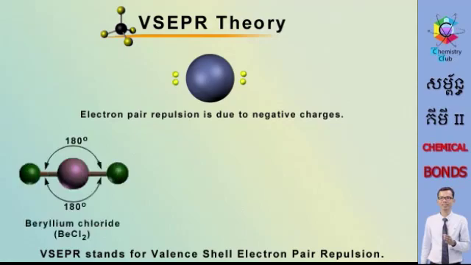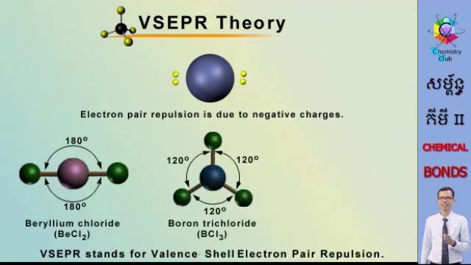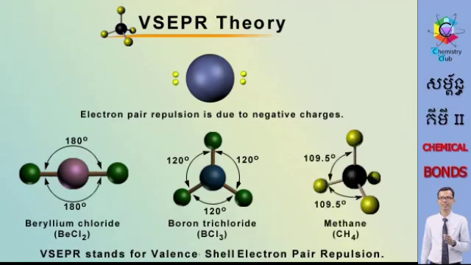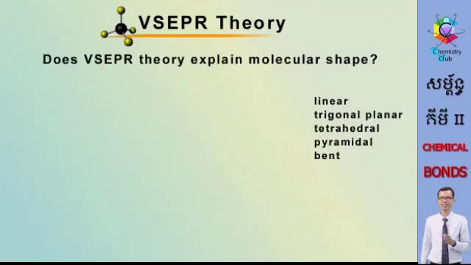Looking at beryllium chloride, you can see that the two bonds arrange themselves as far apart as possible, which is a 180-degree angle. In boron trichloride, the three electron pairs that form the bonds also maximize the distance between themselves, resulting in 120-degree angles. In methane, the same effect between the four electron pairs of the four carbon-hydrogen bonds leads to 109.5-degree angles between hydrogen atoms. VSEPR theory has worked well to explain the shape of linear, trigonal planar, and tetrahedral molecules.